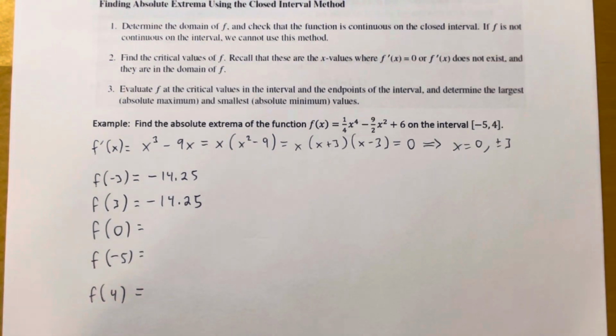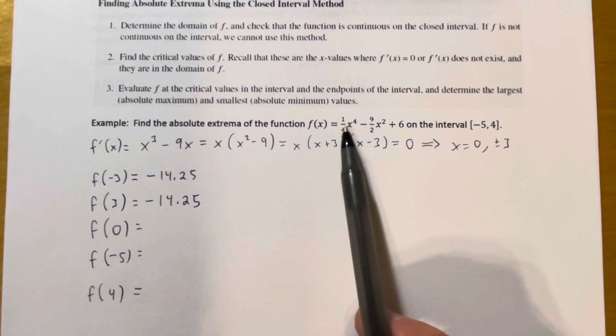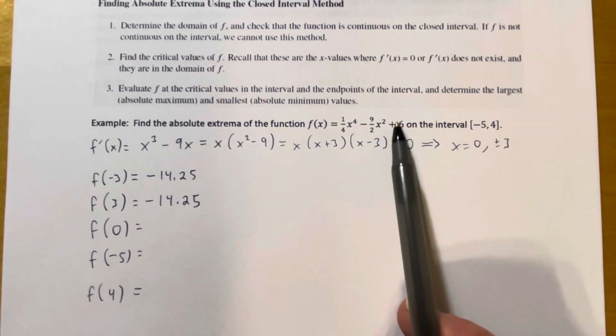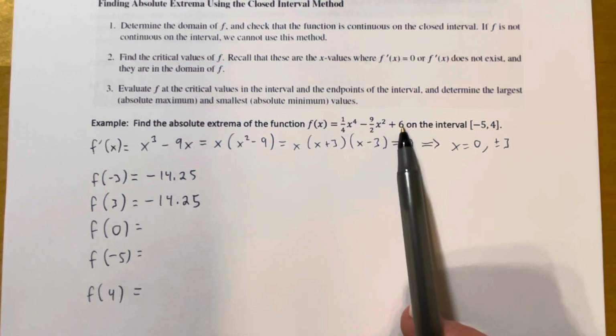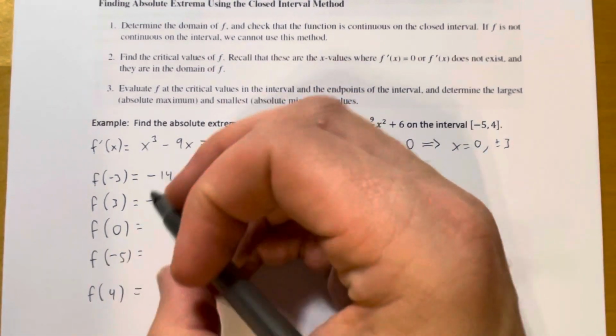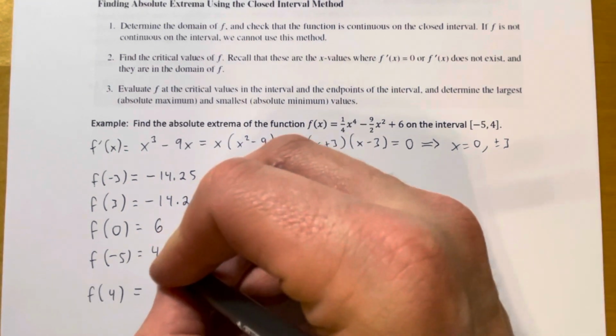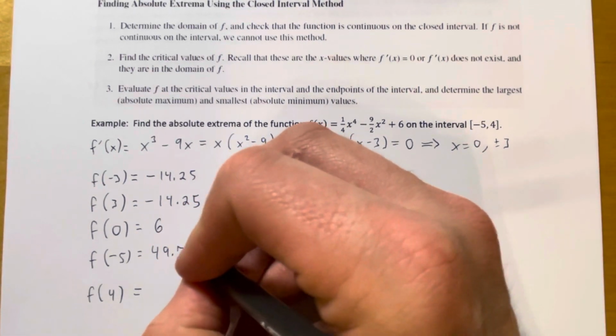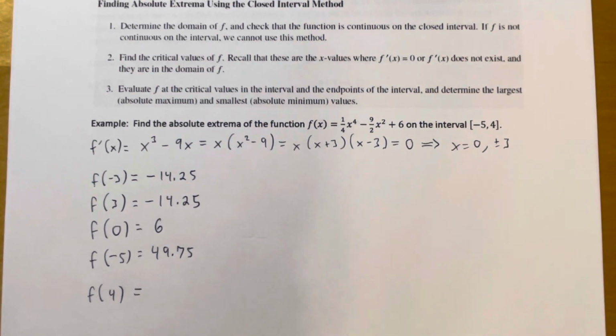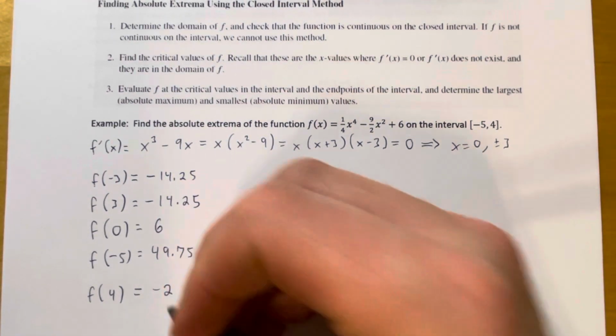Okay. When I plug a 0 in, you should not need a calculator for that, because if you plug a 0 into any polynomial, the output always comes out to the constant term. Hopefully you can see why that's the case. I would get 6. Then if I plug a -5 in, I get 49.75. And when I plug a 4 in, I get -2.